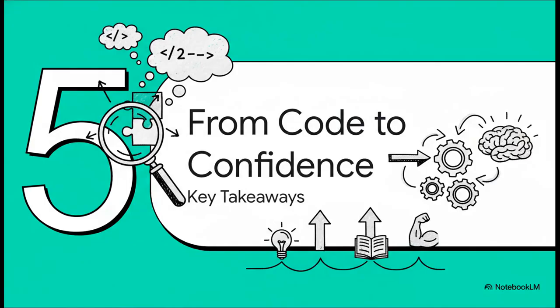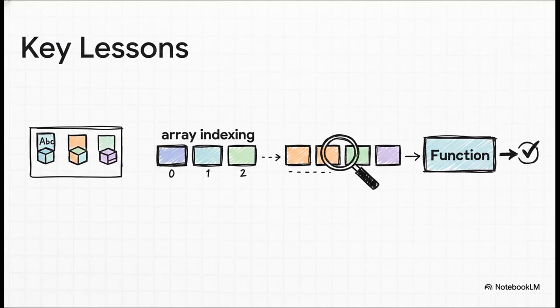See, when you break it down step by step, that question wasn't so scary after all. So what are the big ideas we should take away from all this? First, always match your data type to what you're actually storing. It saves you from so many headaches. Second, never forget that computers start counting from 0. That whole length minus 1 thing is going to come up again and again.